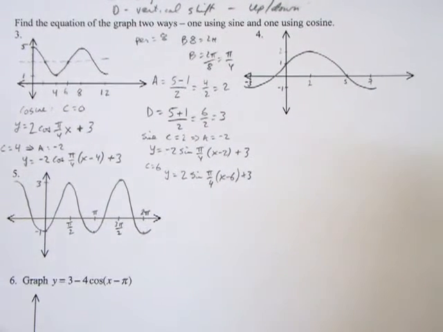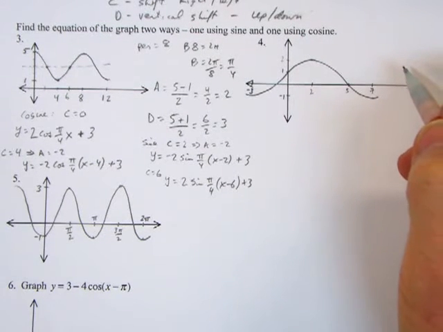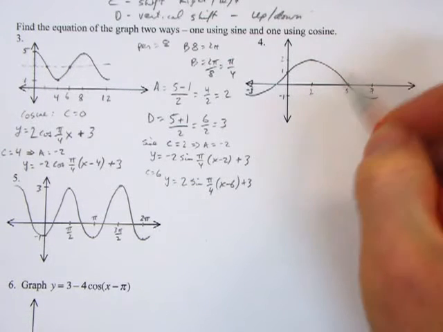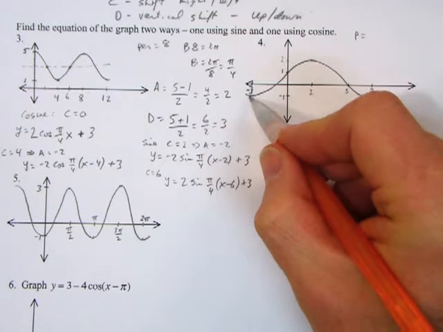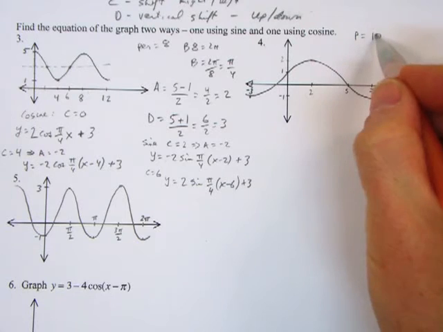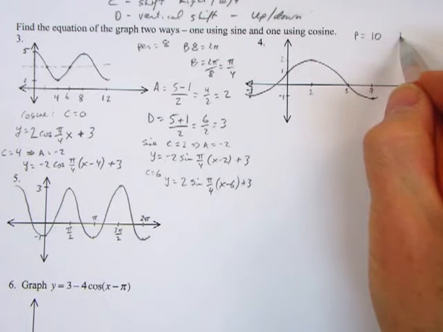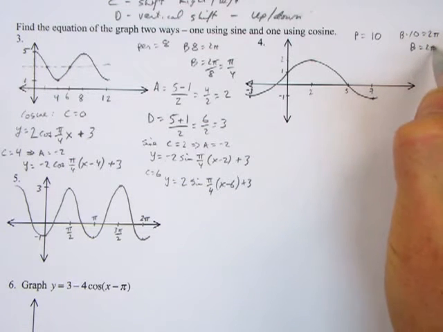All right, the next one. We're just going to do the same thing each time. When we look at this, we can start with the period. We can look at A, it doesn't really matter. The period in this case would be, it's at a low at negative 3 and it gets to a low at 7 again, so the period is going to be 10. And so that means B times 10 is 2 pi, and 2 pi over 10 is pi over 5.